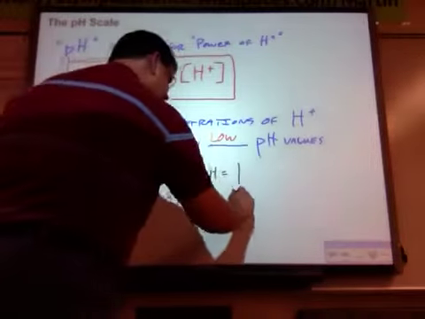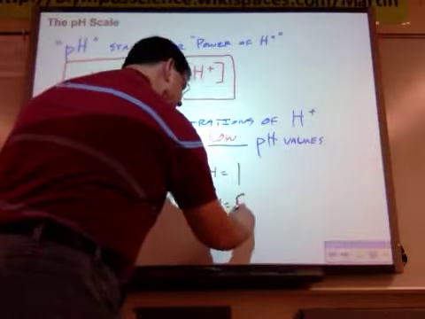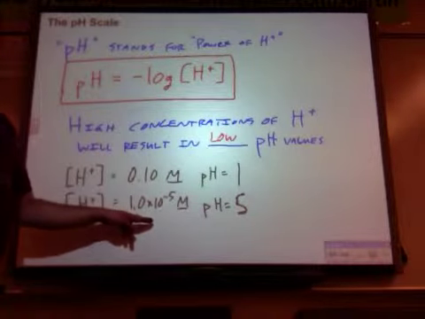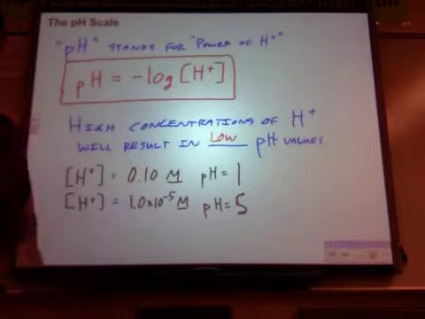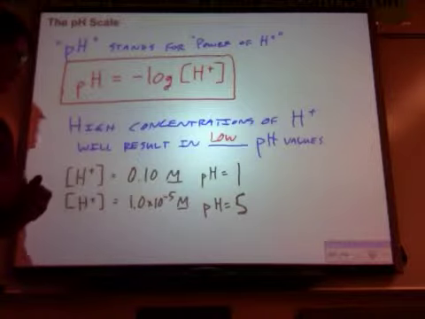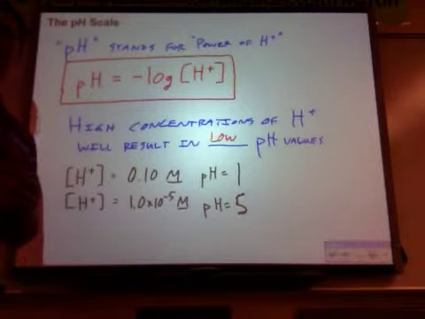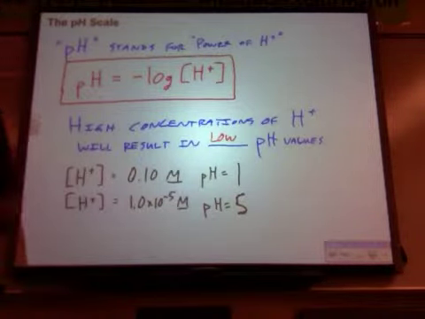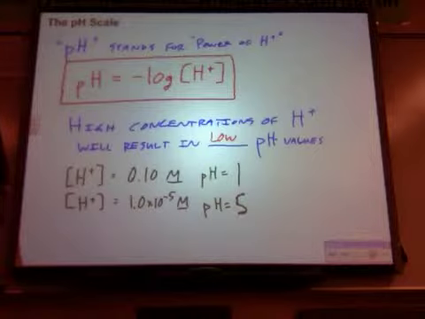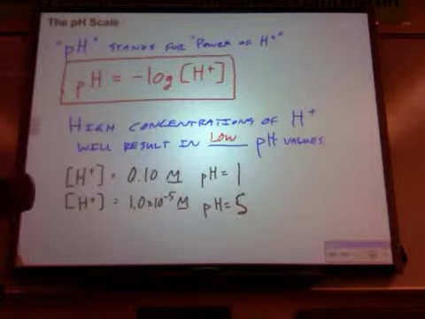Okay? Higher number represents a lower hydrogen ion concentration. Okay? So, what is the standard concentration of hydrogen ion in water at 25 degrees Celsius? It's 10 to the minus 7th, so that makes the pH 7. Okay?